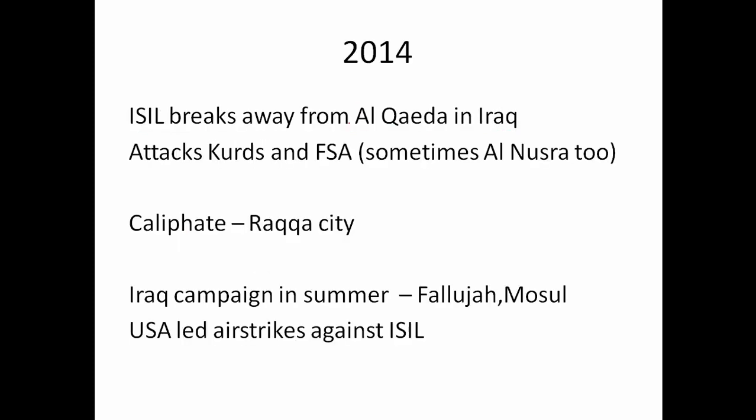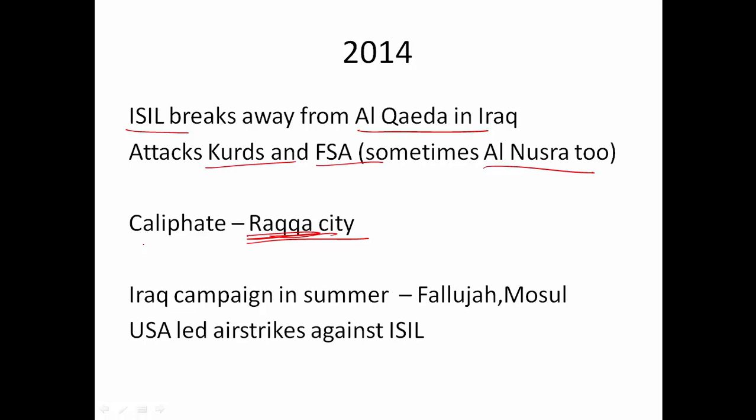Now in 2014, this group called ISIS or ISIL broke away from Al Qaeda and started occupying territories that Al Nusra had, the Free Syrian Army had, and also started attacking Kurds. So Kurds, FSA, and Al Nusra, all three groups were attacked. But interestingly, it did not fight the Assad government. Firstly, it attacked these three groups, and it captured a lot of area in Iraq in 2014 itself. And Raqqa was made the de facto capital in the north of Syria.